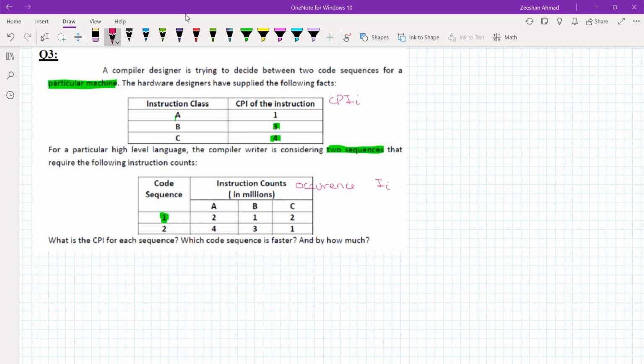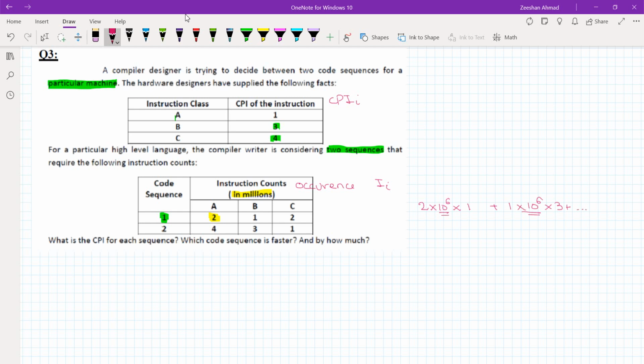Now he said that the occurrence of A for code sequence 1 is 2 million here. Because the values are in millions, this means 2 here. So when you are writing it in the program, you need to write it as 10 raised to power 6, multiplied by, for example, A, then plus B is 1 million multiplied by 3, plus something like this, divided by the instruction count. Clear? So this is what we have here. You need to be careful about the million.